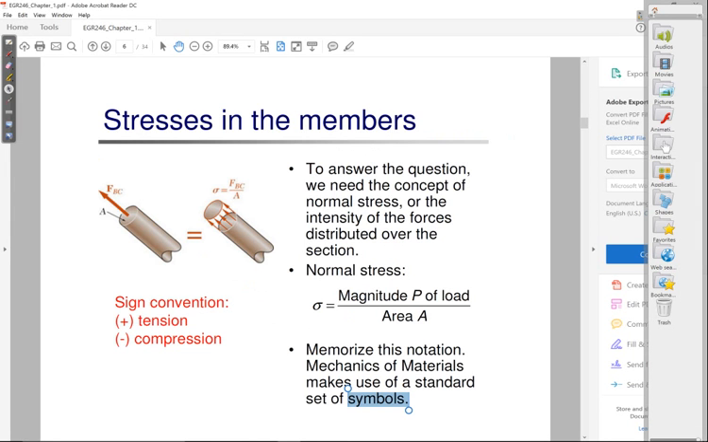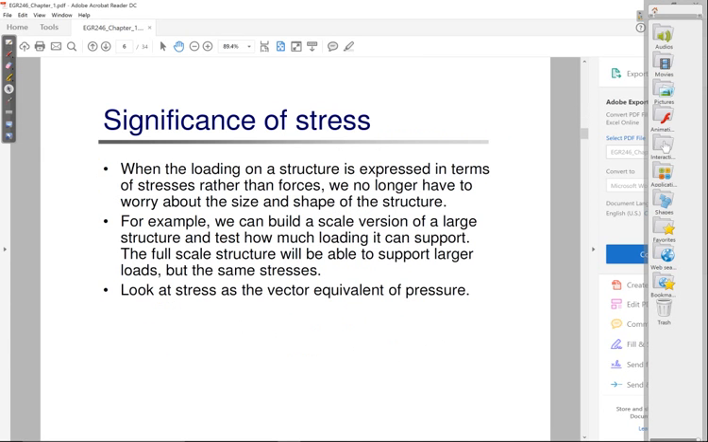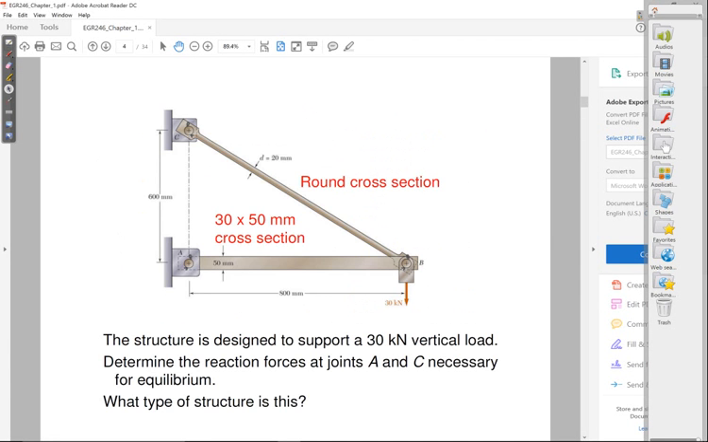Okay? So how do we apply this idea of stress to those two members? Well, it's very easy. If you take a look at this original problem, you were told that member BC had a round cross-section with a diameter of 20 millimeters, whereas member AB was a rectangular cross-section that was 30 by 50 millimeters, okay?